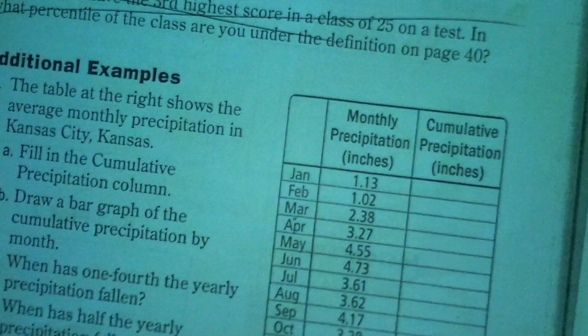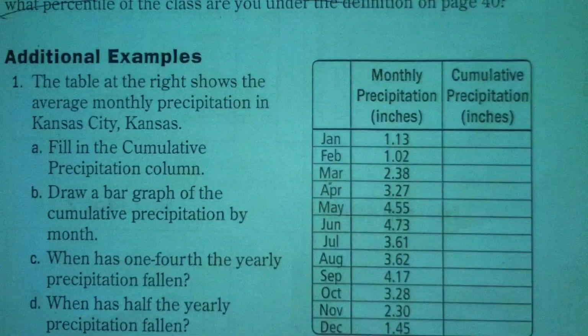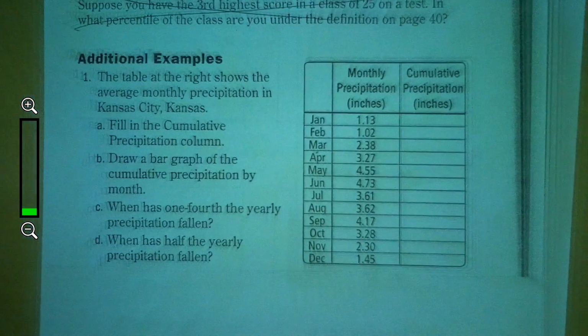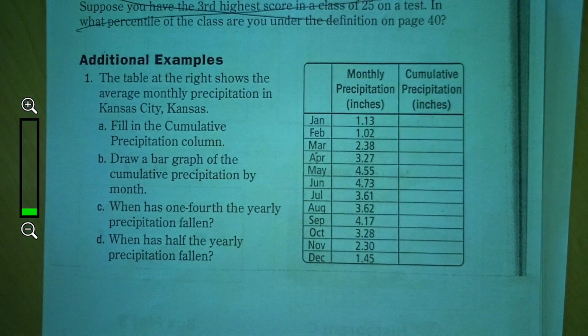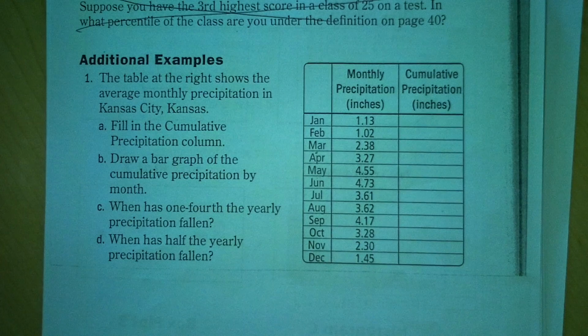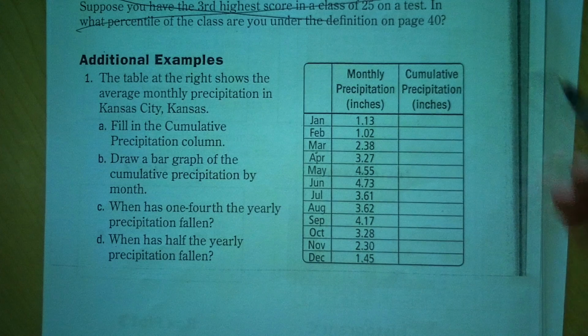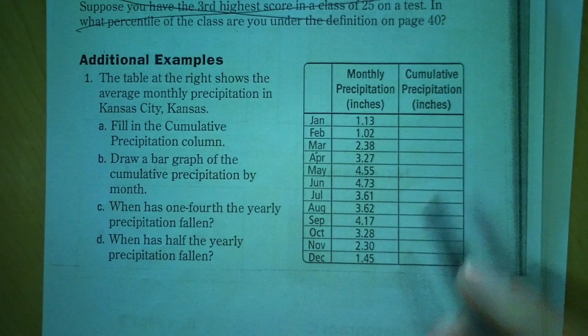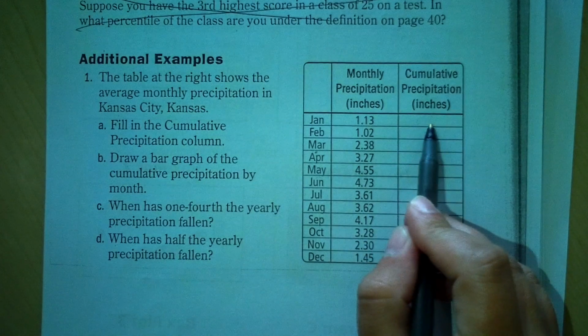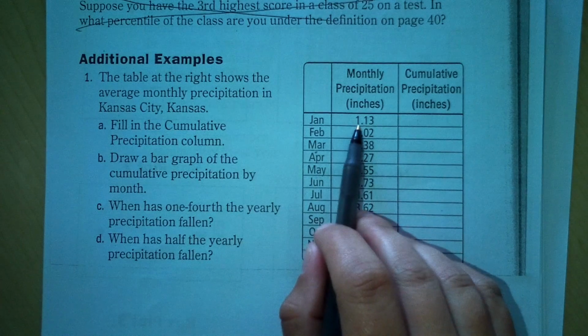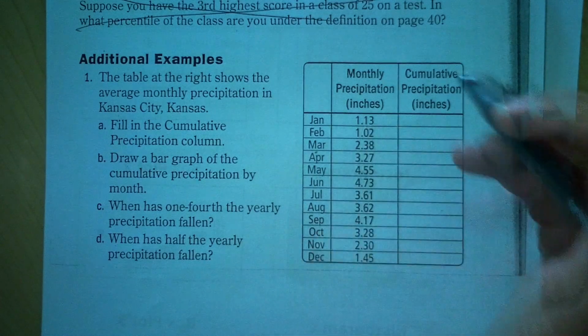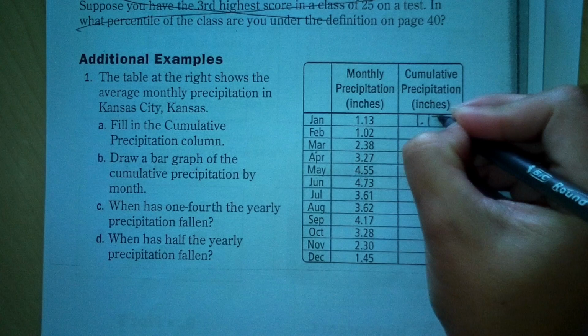So the first one here, we got a table of average monthly precipitation in Kansas City, Kansas, and they want us to fill in the cumulative precipitation column. Okay, so cumulative is, again, us adding the values together. The first one is always the same, so if in January it was 1.13, it would just be 1.13, because that's the only month that we could add to it.